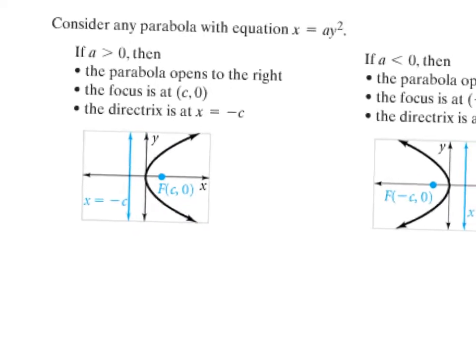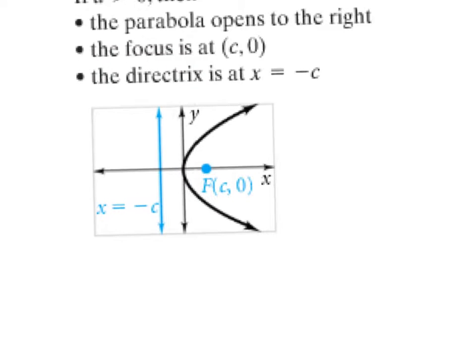No matter what, if you have a parabola, this distance right here is always going to be the same as this one. So these two distances are always the same. If you know the focus, you can get the directrix. If you know the directrix, you can get the focus.